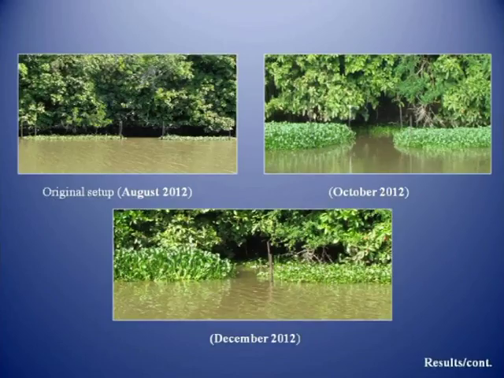To prove it photographically, the top left-hand photograph is the original setup in August 2012 of the two types of plots, the biocontrol plot on the right and the exclusion plot on the left. Plants were of equal size. By October, you could already start seeing a difference. That's a photograph on the right there. And then by December 2012, a couple of months later, there's a vast difference already.